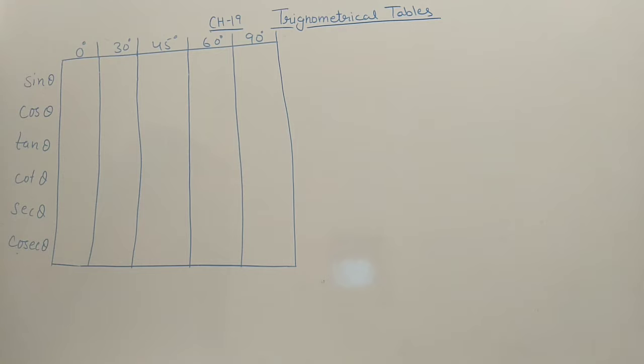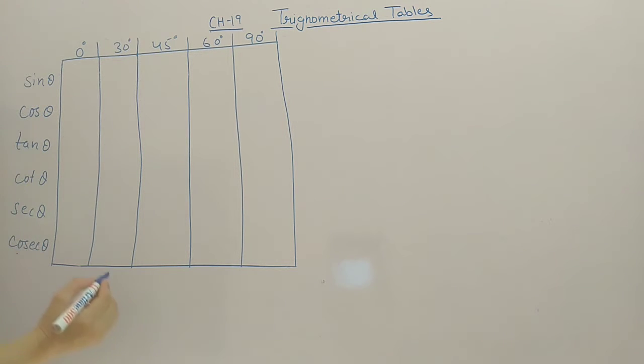This table is provided at the back of your book, but first we will discuss these standard values of sin, cos and tan theta. So these values are for 0 degree, 30 degree, 45 degree, 60 degree and 90 degree. You have to learn these values and substitute them from your side. I will give you one easy way to find these values, or to learn this table easily.